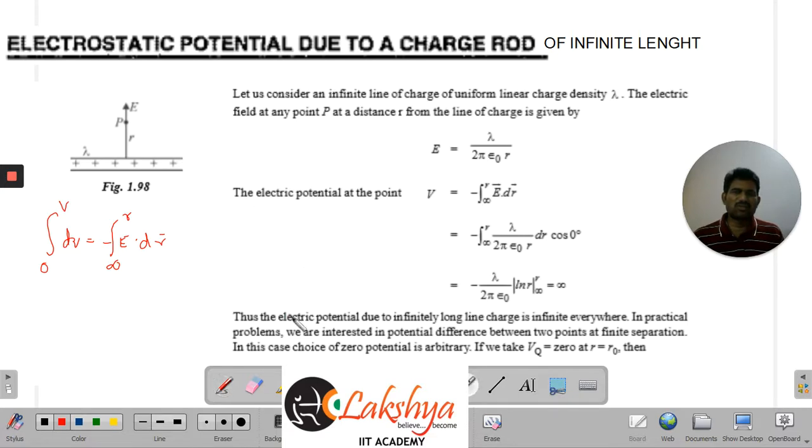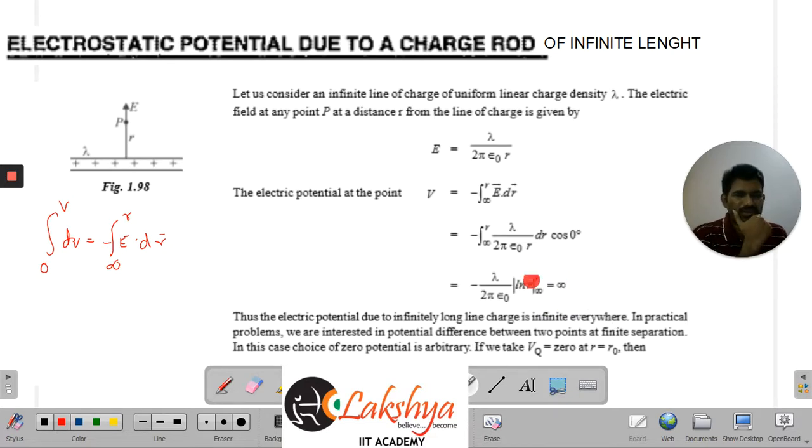So directly we write this expression: V is equal to minus integral from infinity to r of E bar dot dr bar. Now we substitute the E expression, lambda by 2 pi epsilon naught r, into dr bar. E bar and dr bar are in the same direction, so that angle is 0 degrees. Next, taking the constants outside, lambda by 2 pi epsilon naught, the integral of dr by r gives ln r, with limits from infinity to r.